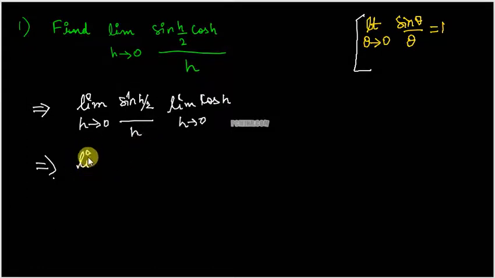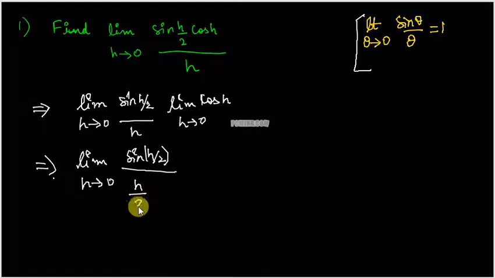So I actually get this here, limit h tending to 0 for sine h by 2 upon h by 2 into 2. Now this 2 is extra, I will take it outside the limit, into limit h tending to 0 for cos of h. We can remove it in this case, put it as 1 because we know cos of 0 is 1. So this part is over. So now you're just left with this.